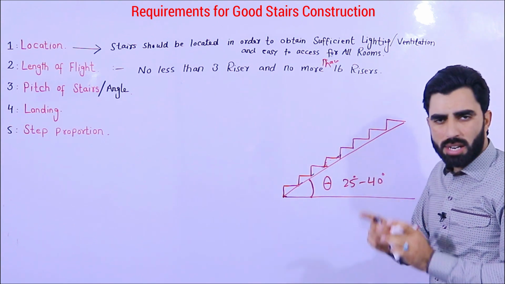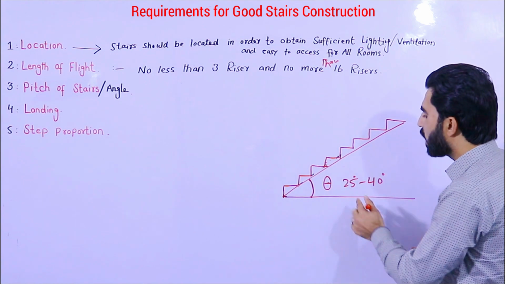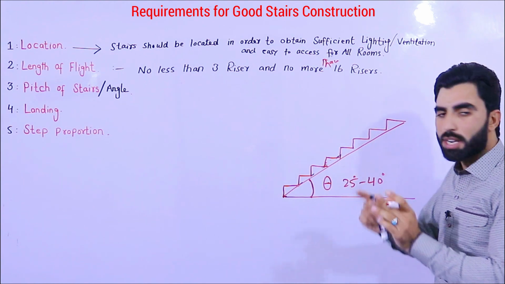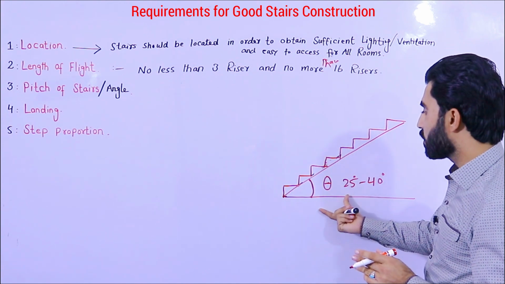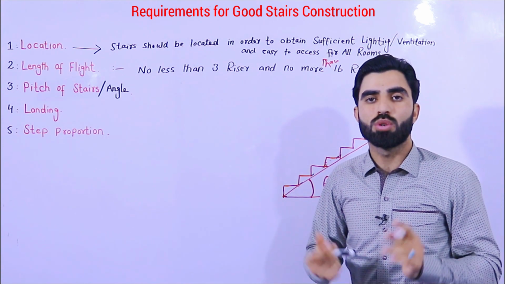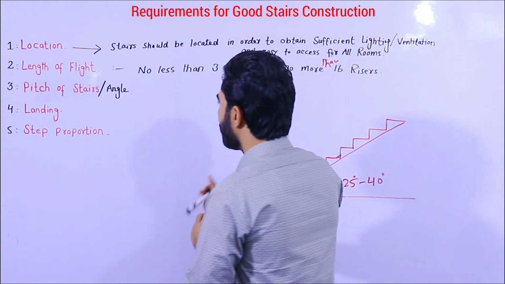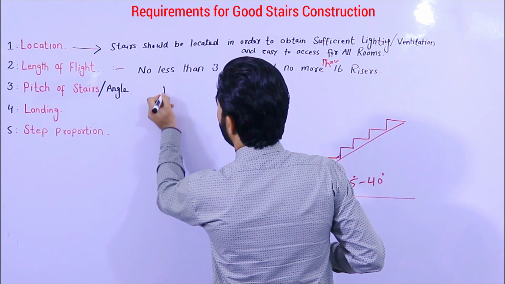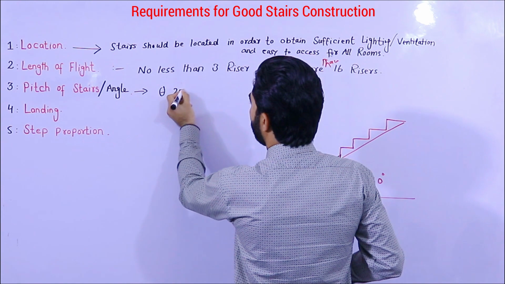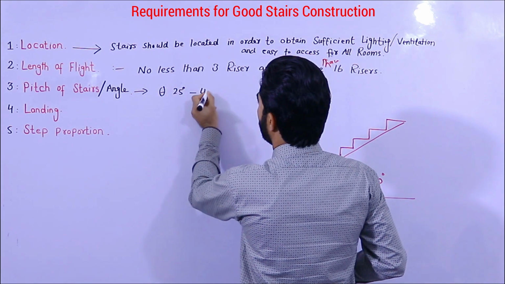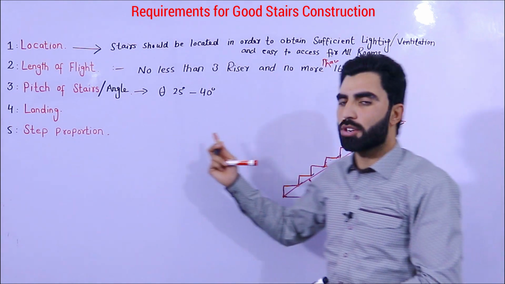But for a normal domestic building or a commercial building, try to use 25 to 35 degrees when you make the angle of stair. That is the best or good quality of stairs. So this is the other requirement: the angle should be between 25 to 40 degrees. This is good quality stair construction.